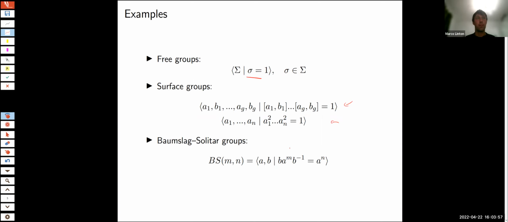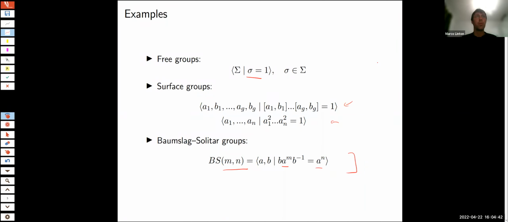Another class of well-known one-relator groups are Baumslag-Solitar groups. These are parameterized by two integers m and n, and we have two generators. The b generator conjugates a power of a to another power of a. So these are quite interesting groups. They contain non-residually finite groups, non-Hopfian groups. They are an obstruction to hyperbolicity. So in particular, in this talk, we'll be interested in finding or not finding these subgroups in one-relator groups.